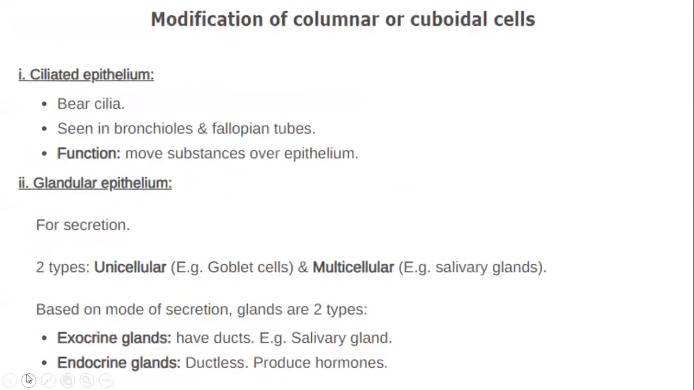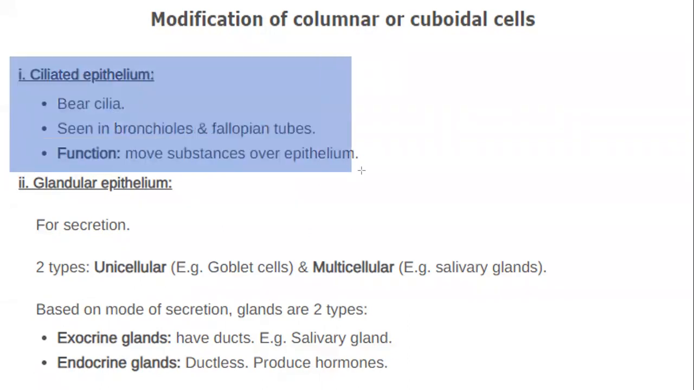Then, modification of columnar or cuboidal cells, that is the ciliated epithelium. Ciliated epithelium lines the inner surface of hollow organs like bronchioles, fallopian tubes, etc. And they help in the movement of mucus, egg, and cerebrospinal fluid in a particular direction. All these are the functions of ciliated epithelial cells.